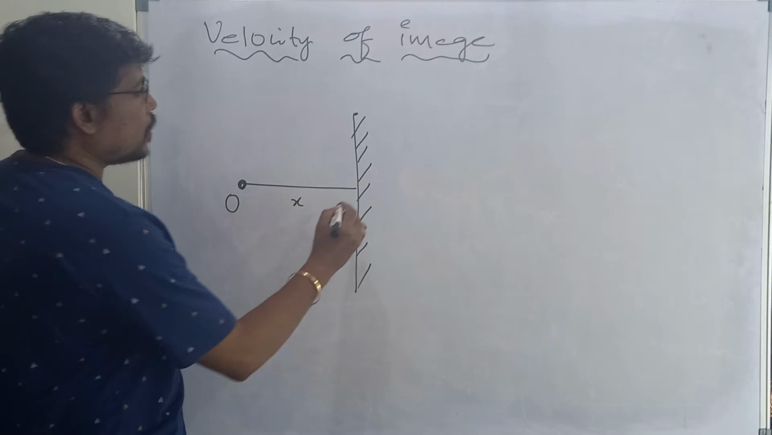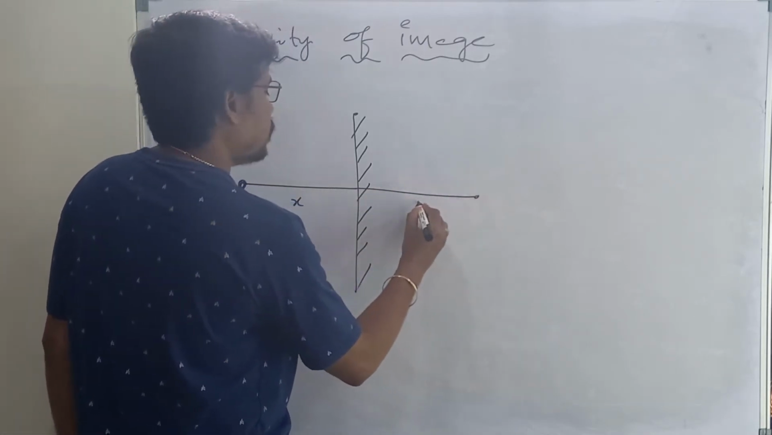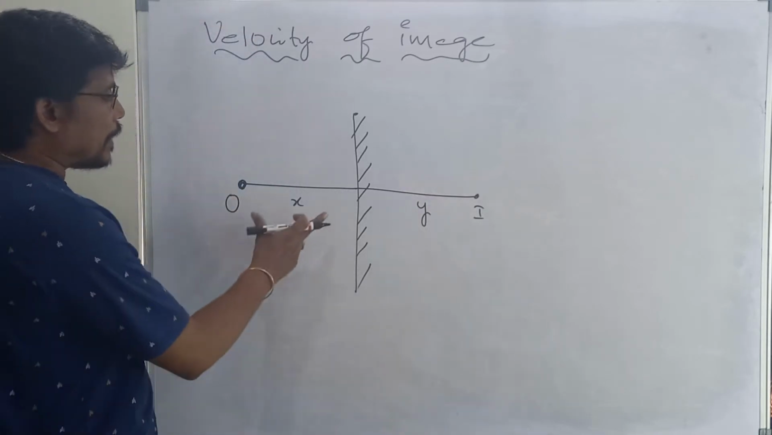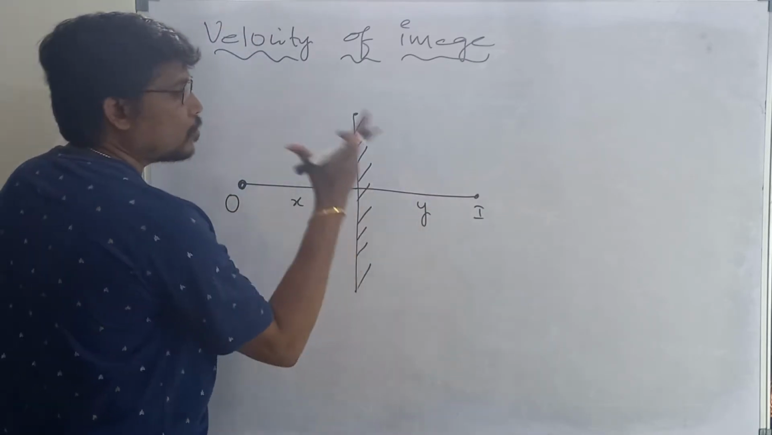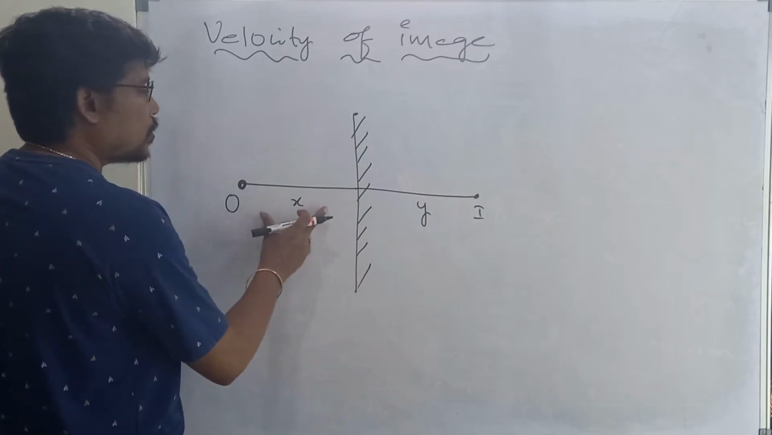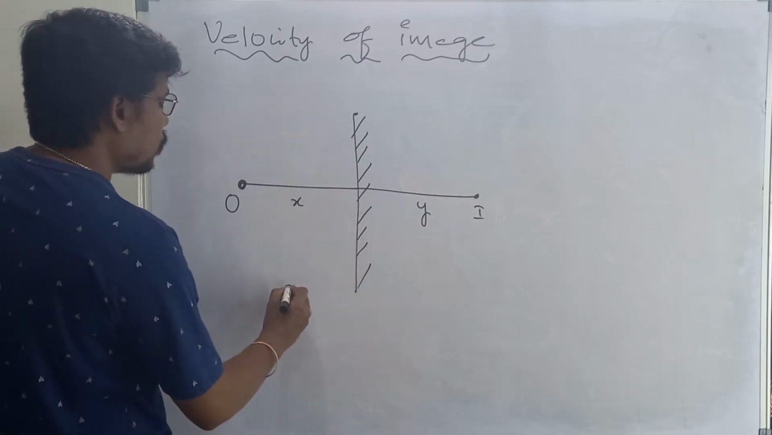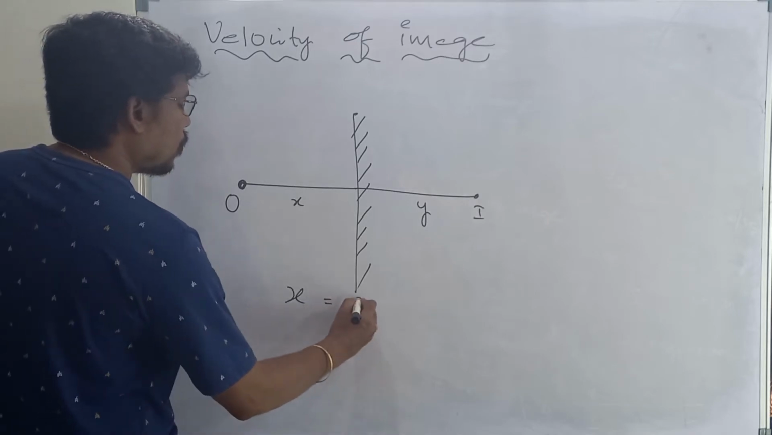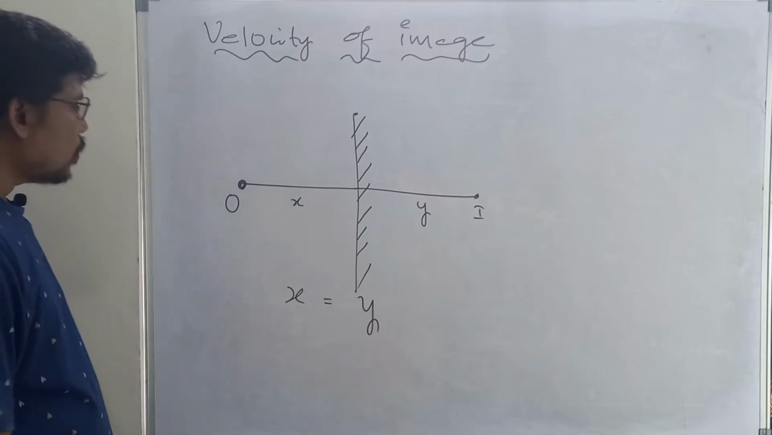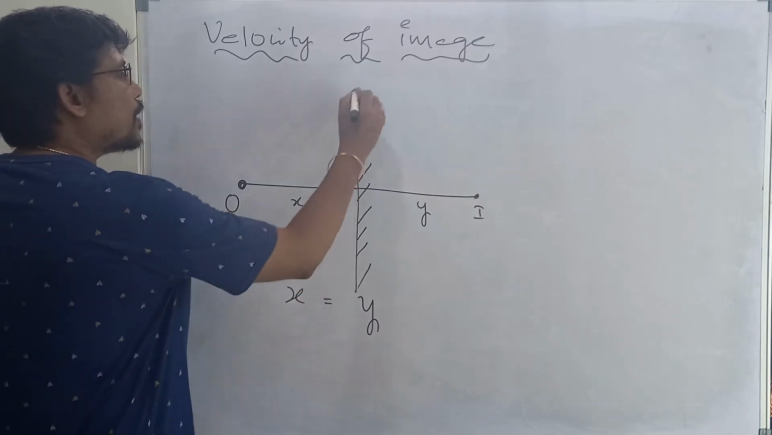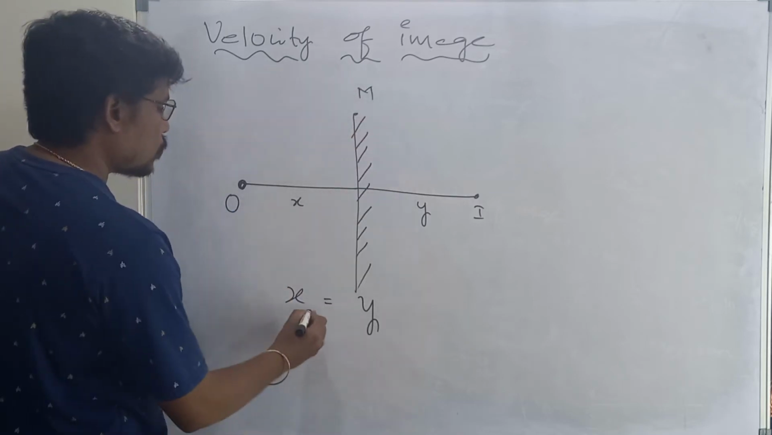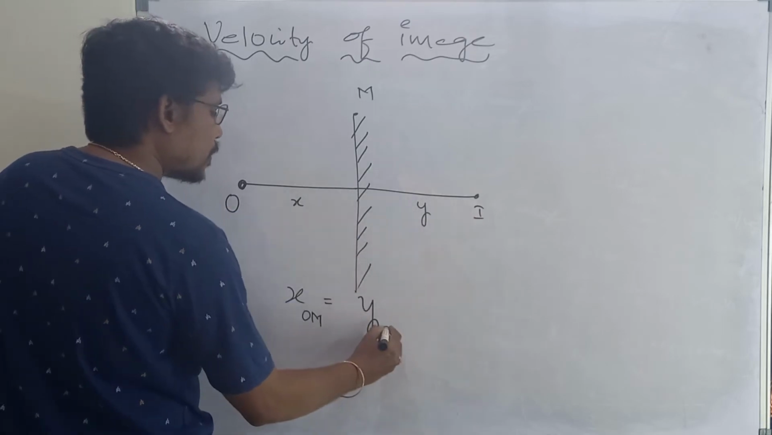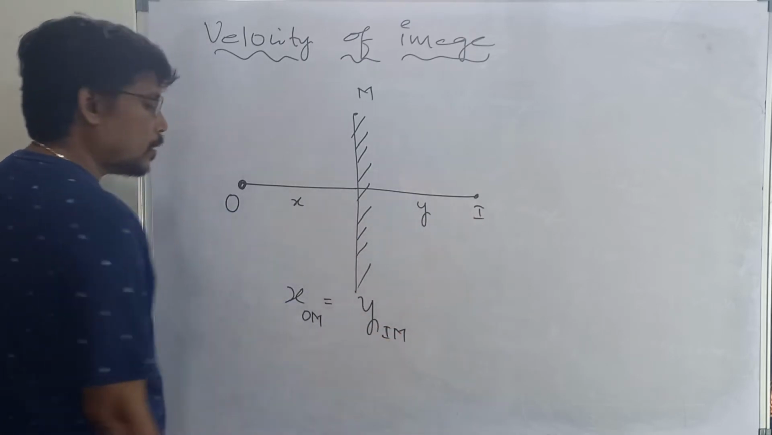As you know, an image is formed. This image is a virtual image, of course you know. This is the image. Now you know that object distance is equal to image distance. So you can write x is equal to y, right? This is the object distance with respect to the mirror, and the image distance with respect to the mirror.